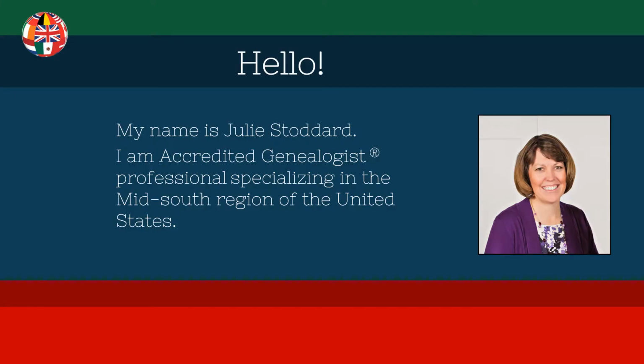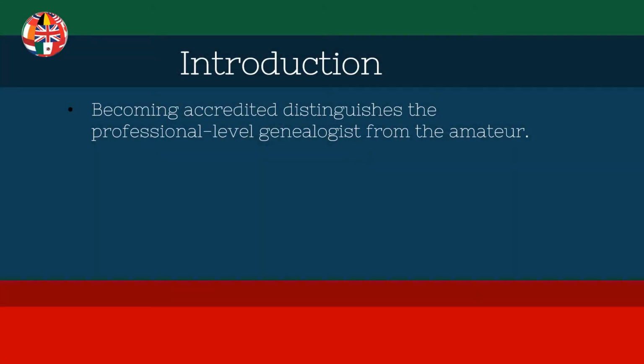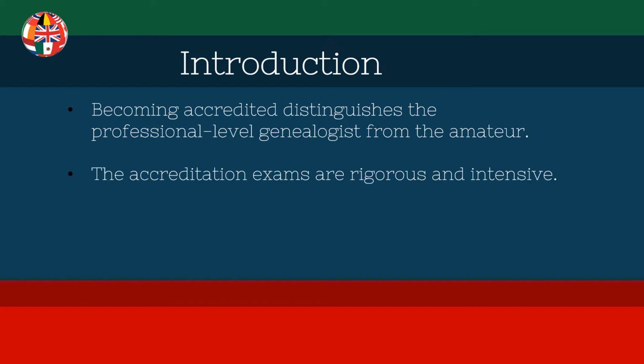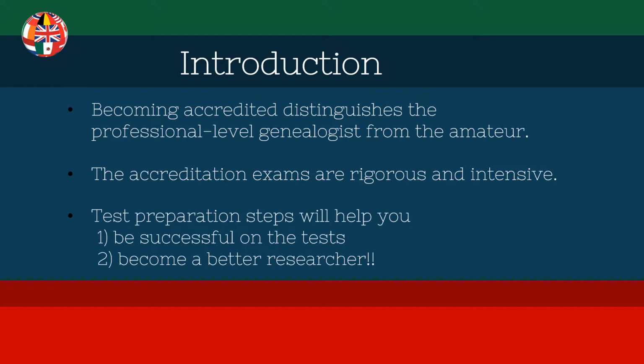My name is Julie Stoddard and I am an accredited genealogist professional specializing in the Mid-South region of the United States. Becoming accredited distinguishes the professional level genealogist from the amateur, so the accreditation exams are rigorous and intensive. These test preparation steps will help you to not only be successful on the test, but also to become a better researcher.